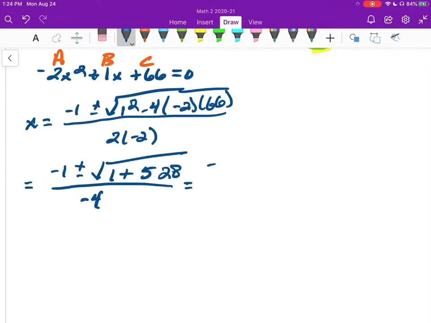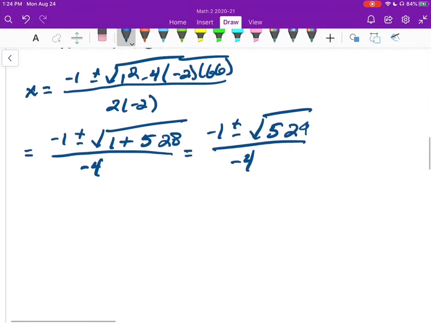This is the same thing as negative 1 plus or minus big root of 529 over negative 4. Now, if it ends up being that you have a huge number under a root, I would just try and check and see if it is a perfect square. So 529, take the root of 529, and I just typed that in my calculator, and I got 23. So I've got negative 1 plus or minus 23 over negative 4. Okay.